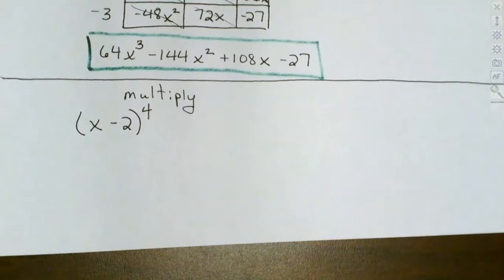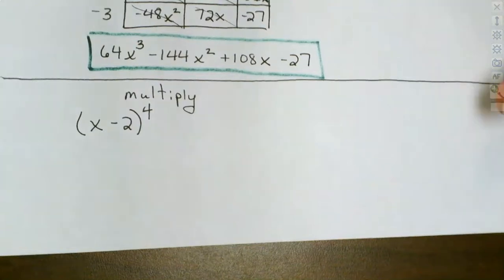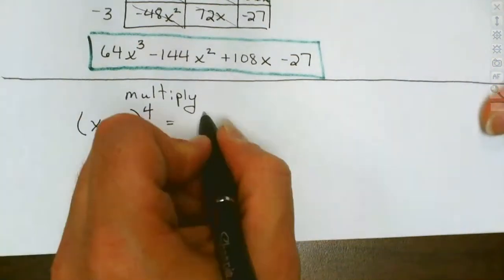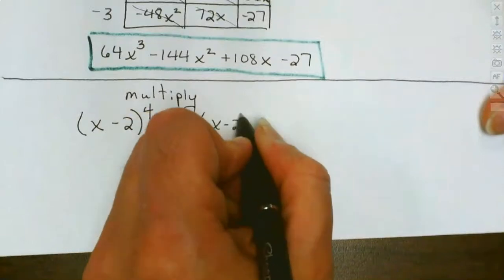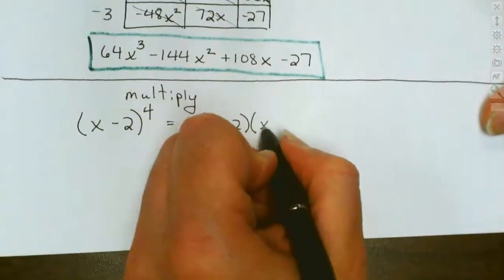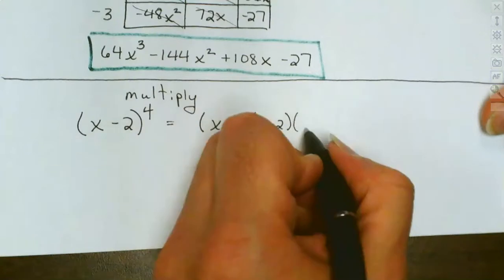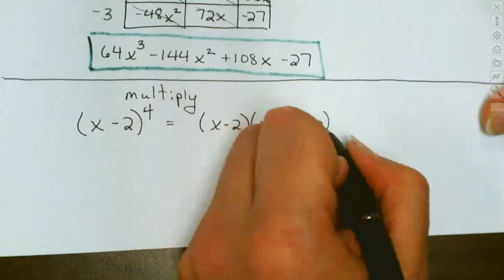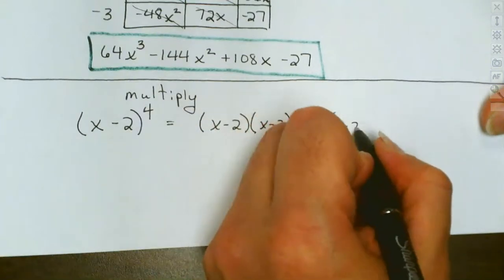If it's raised to the 4th power, what are we going to have to do? Yep, write it out 4 times. We're going to have to FOIL twice and then apply the box method. But when we FOIL twice, we're going to be only basically doing it once because the other one's going to be the same. So we're going to write this out as x minus 2, x minus 2, x minus 2, and x minus 2.